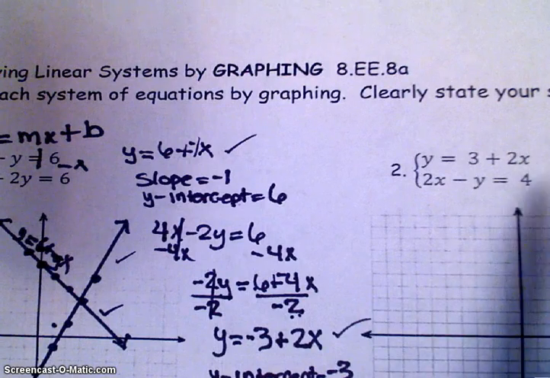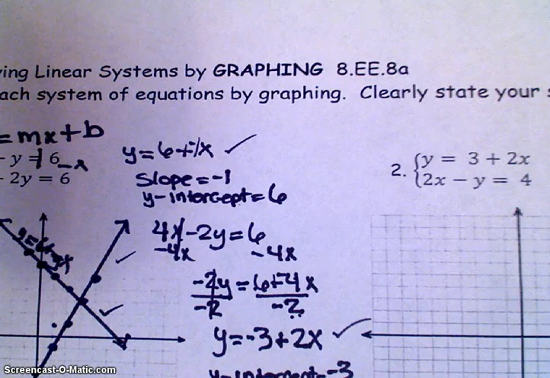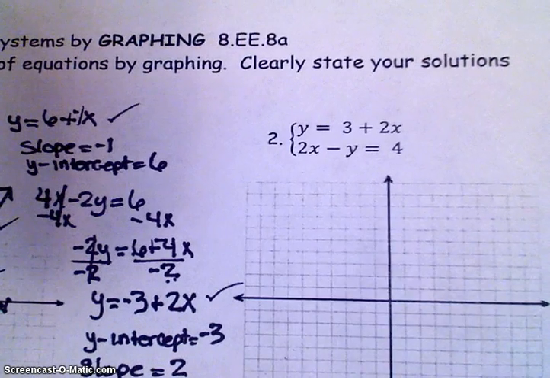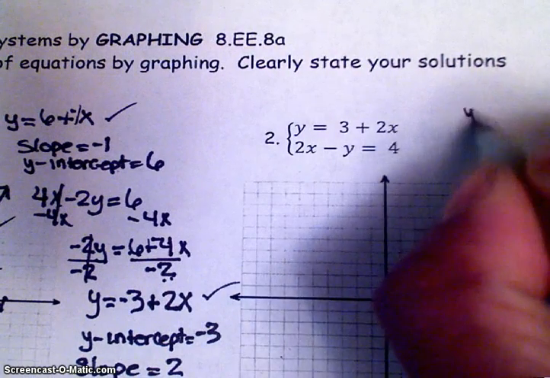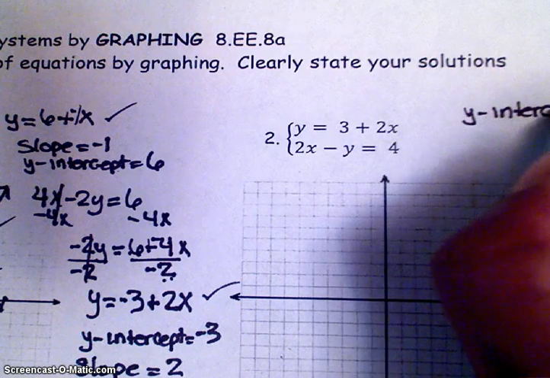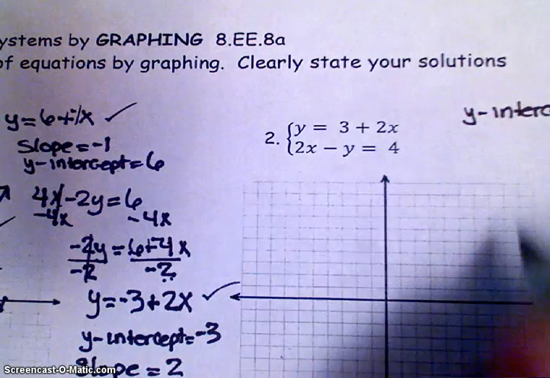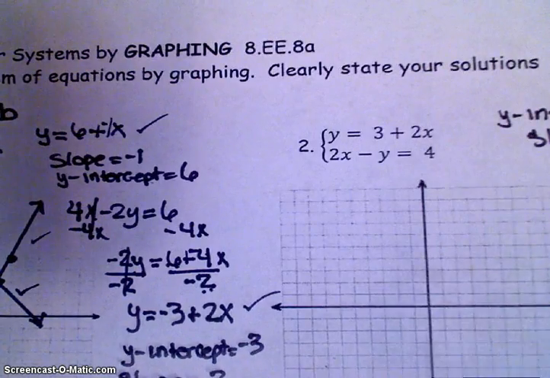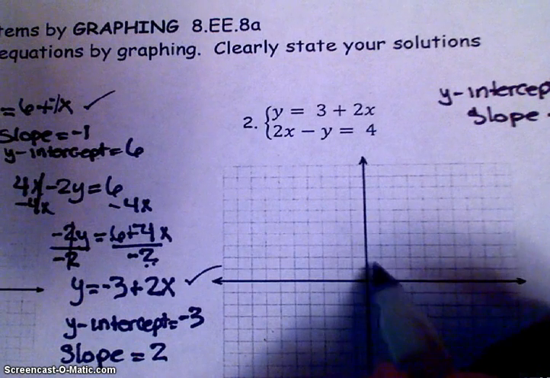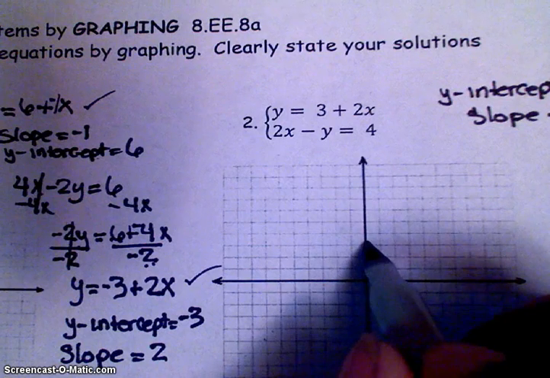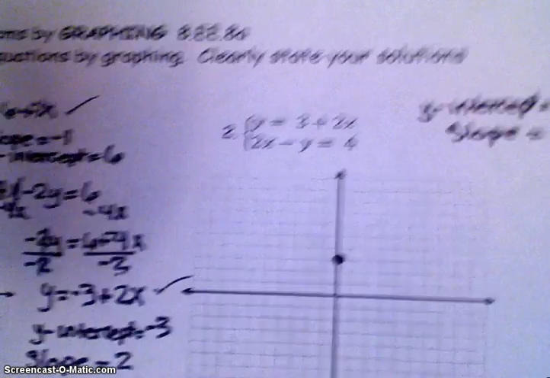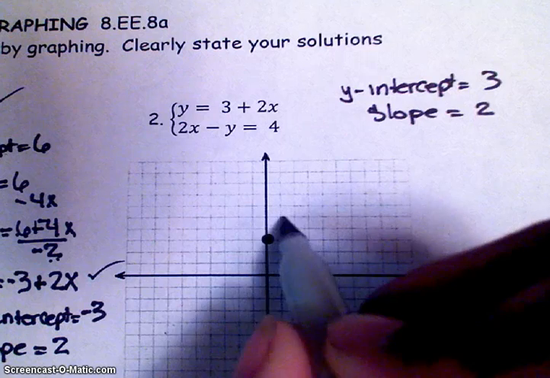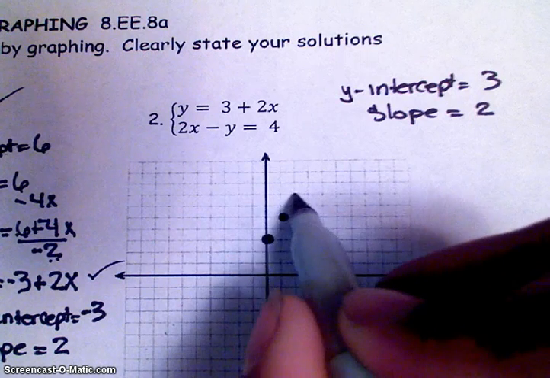If you go over here, you have y equals 3 plus 2x. That's already y by itself. It's already in the form y equals mx plus b. So looking at this, I know my y-intercept is equal to 3. My slope is equal to 2. So I'm going to plot my y-intercept first. I'm going to go up, 0, 3. So 1, 2, 3. Plot that point, and then I'm going to use my slope, positive 2. So I'm going to go up 2, to the right 1, up 2, to the right 1.